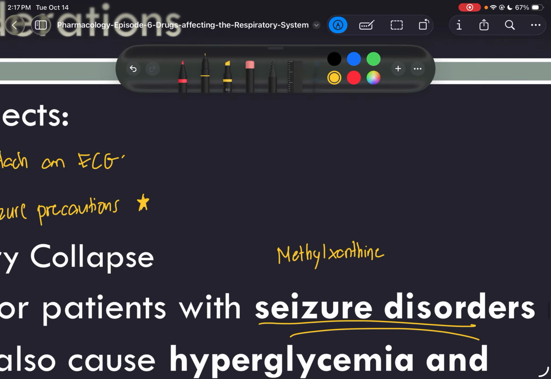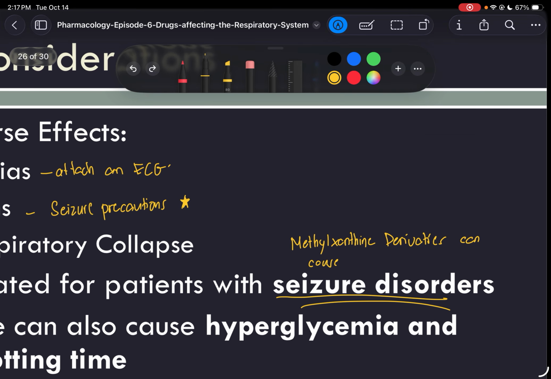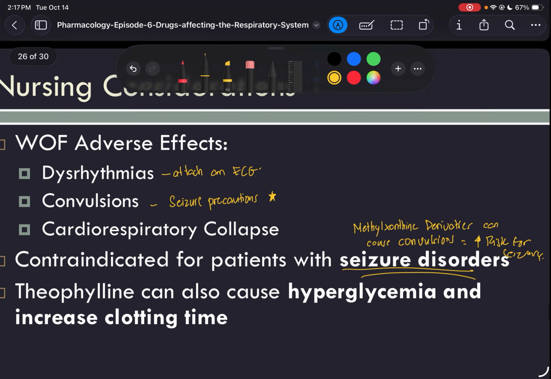Methylxanthine derivatives can cause convulsions, which increases the risk for seizures. So do not give this to a patient with seizure disorders, class.